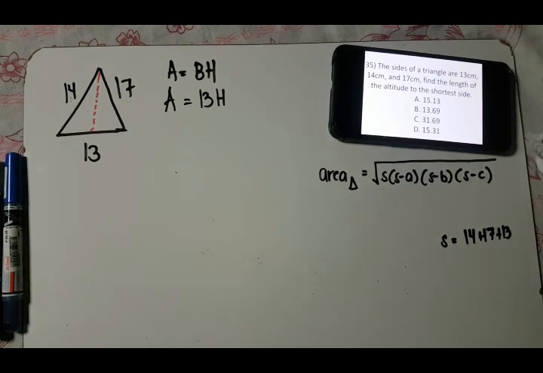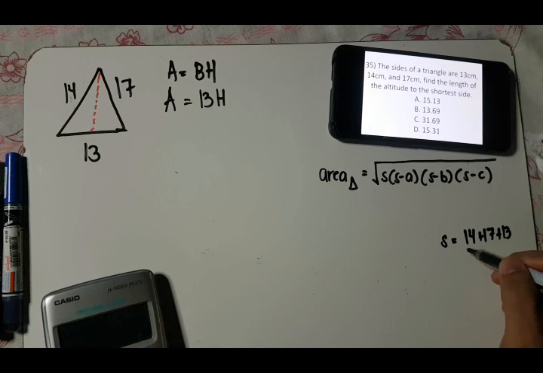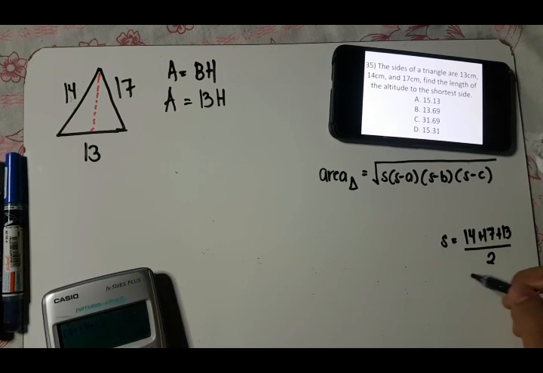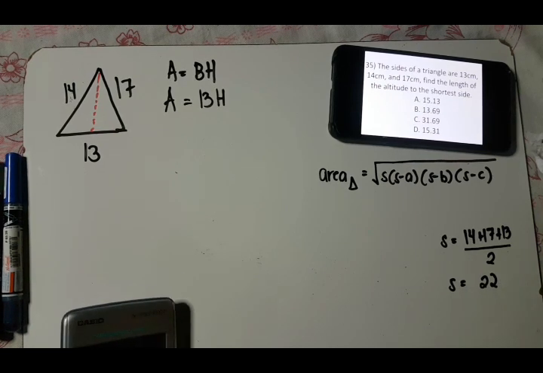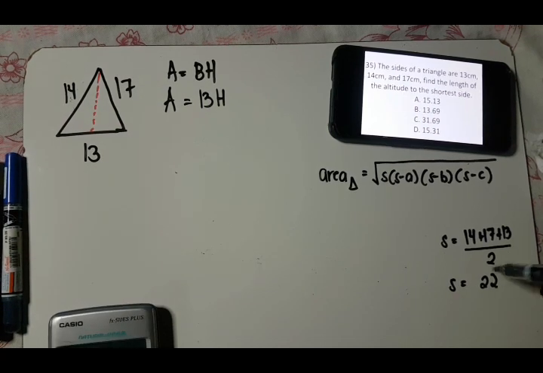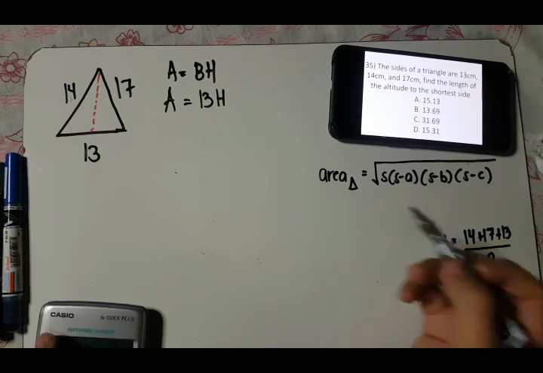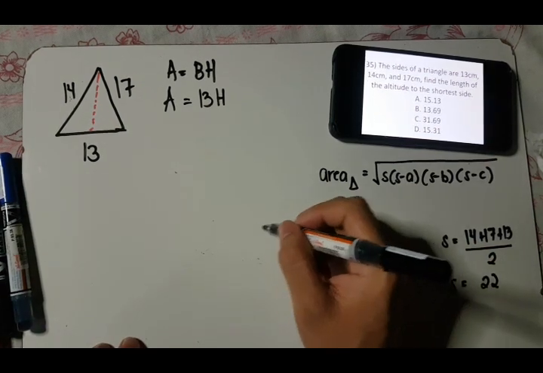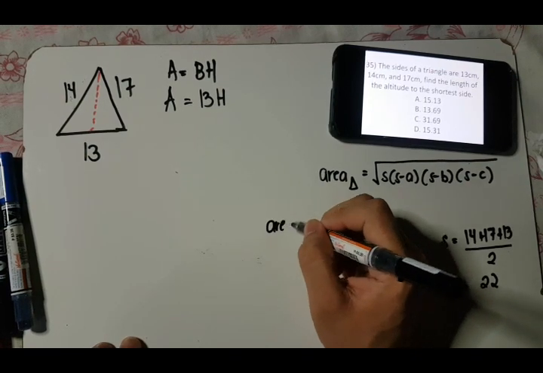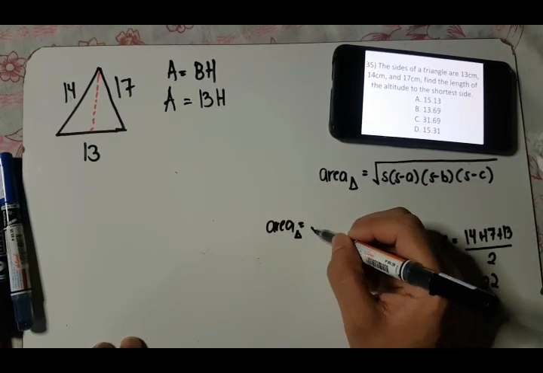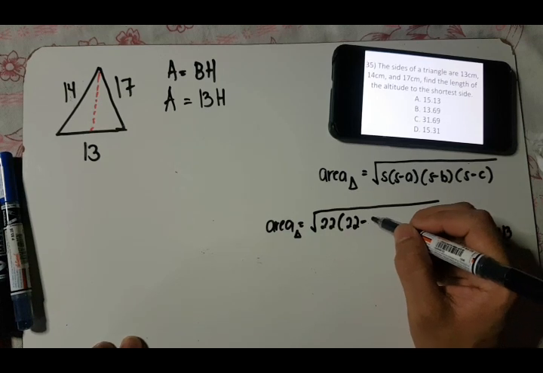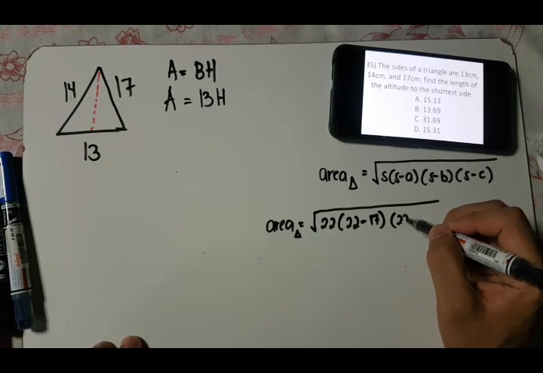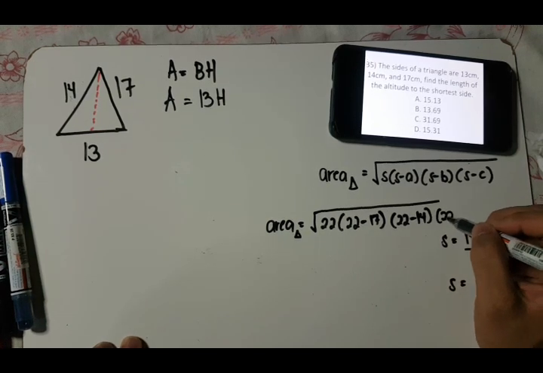Calculator. Plus 17 plus 13. So, 44. So, since semi-perimeter hinahanap natin, we have to divide this by 2. So, ang ating semi-perimeter is 22. Next, i-plug in na natin yung semi-perimeter natin tsaka yung mga sides ni triangle sa ating formula. So, area of triangle is equal to square root of 22 times (22 minus 17), (22 minus 14), and (22 minus 13).